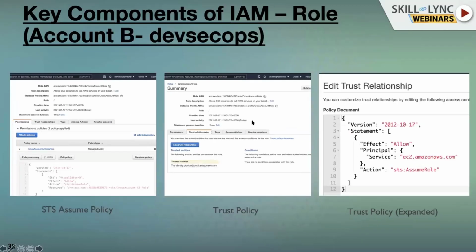So now we are into account B. So the person in account B wants to access the resource in the account A, right? So in account B, that is DevSecOps account, we create a policy. We create a simple policy. And this policy, if you see in the first screenshot, will look like this. So here we have effect allow. Action is STS assume role. So we are leveraging this assume role API call, and resource. Resource is the role ARN.